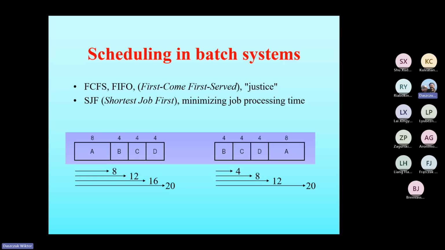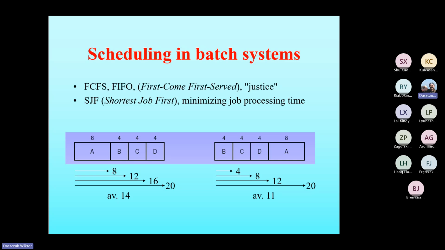If we first run short jobs and long jobs at the end, we have 4, 8, 12, and 20. So the final is 20 here and here, but here we have an average of 13 time units or 14 time units, and here 11 time units. So on average, a user waits shorter for the result of his job. Of course, it is on the assumption that the jobs do not interleave.